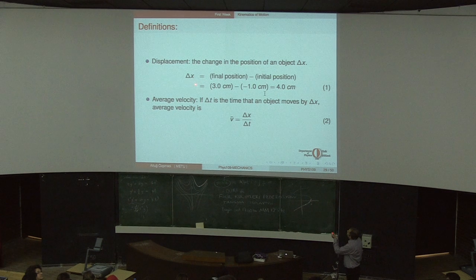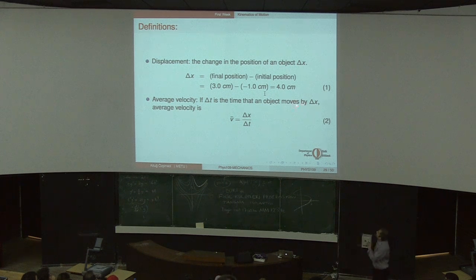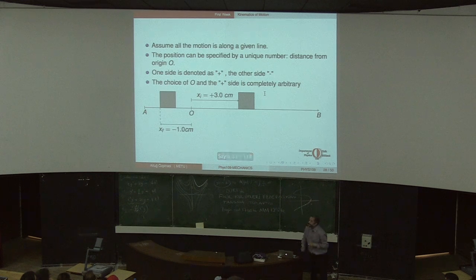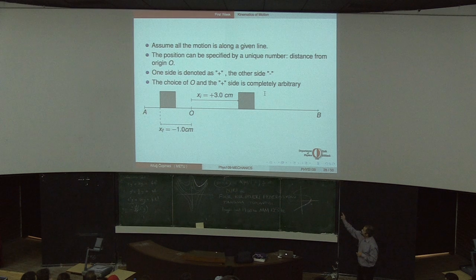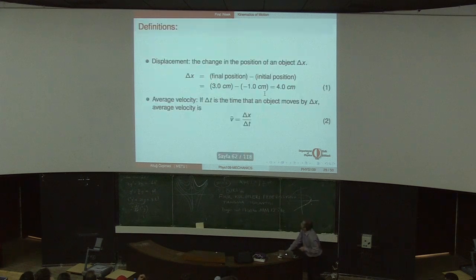So I said, okay, delta x is the final position minus the initial position. So final position is 3 centimeters, initial position is minus 1 centimeter, so the displacement of my object is 4 centimeters. It is plus 4 centimeters, so it is displaced in the positive direction. But the displacement is from plus 3 to minus 1, so the displacement is minus 4 centimeters. The final point is minus 1 centimeter. The initial point is 3 centimeters. So this is wrong.